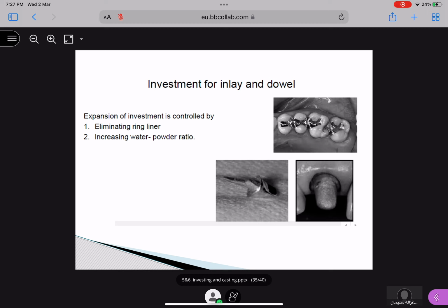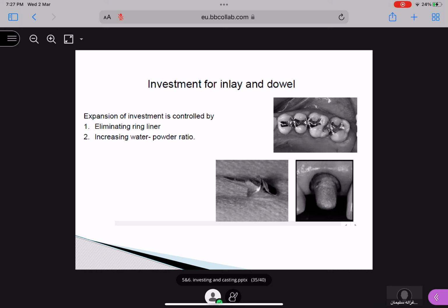Now this is done for your FPD or crown. Now if you are doing it for the inlay and dowel pins, dowel means post and core. You have the exercise in this also, if you have read your post and core part. One is a post which is prefabricated. Another we have to custom make.